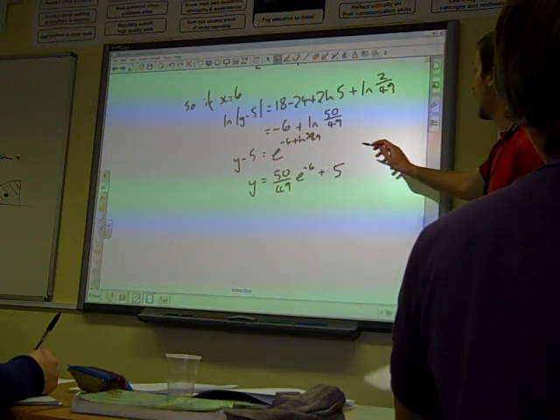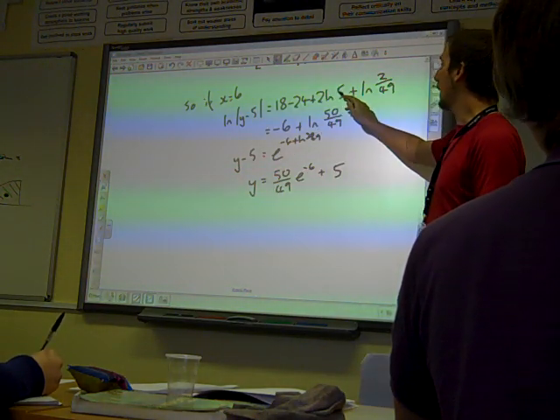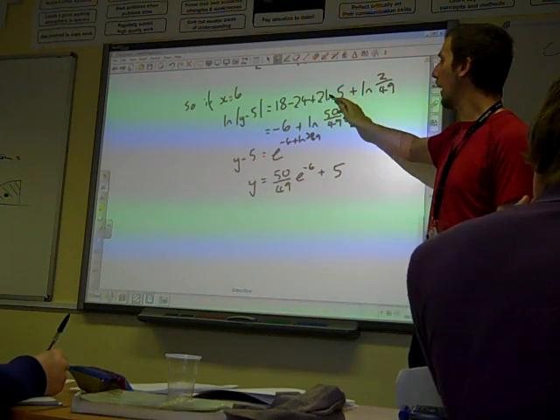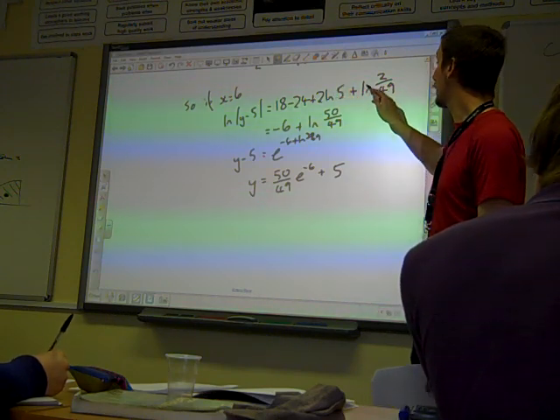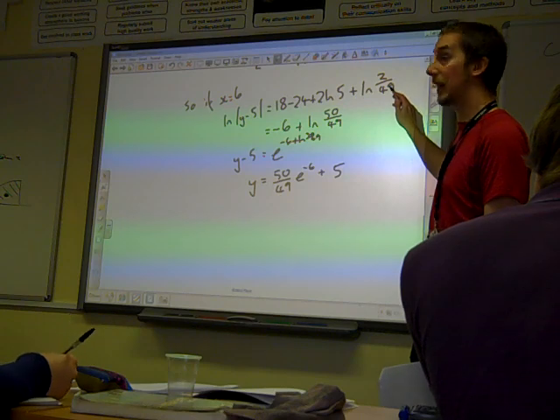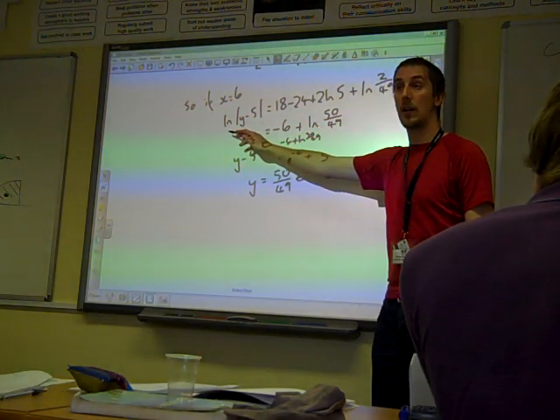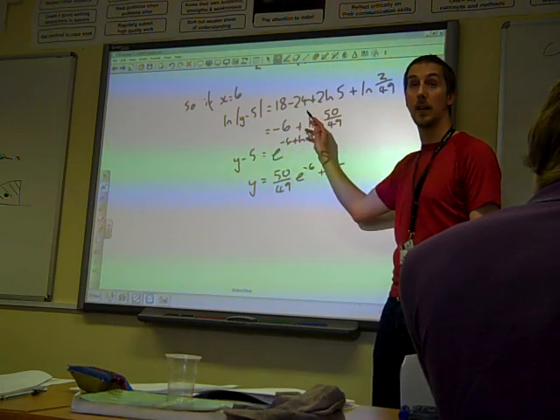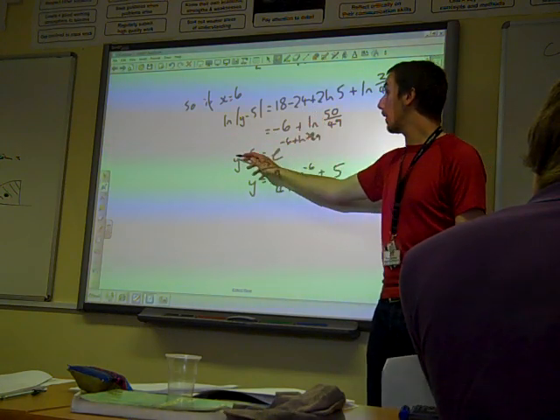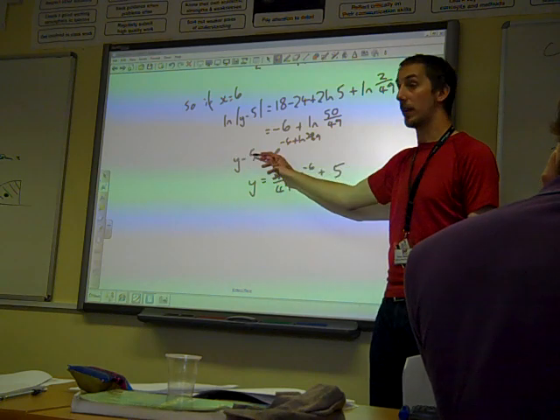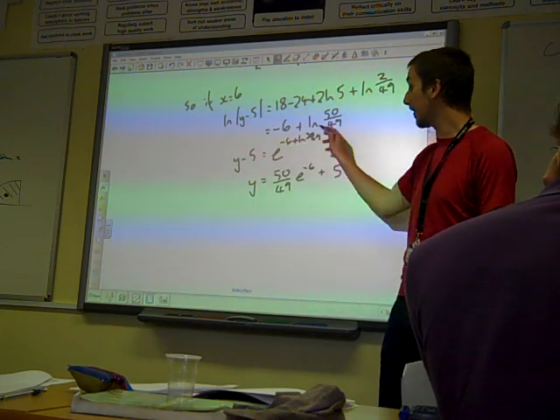Ln 25 plus ln 2 over 49 gives us ln 50 over 49. And then if we raise both sides to the power of e, you get rid of the log: e to the ln of y minus 5 is y minus 5, and then we've got e to the all of that.